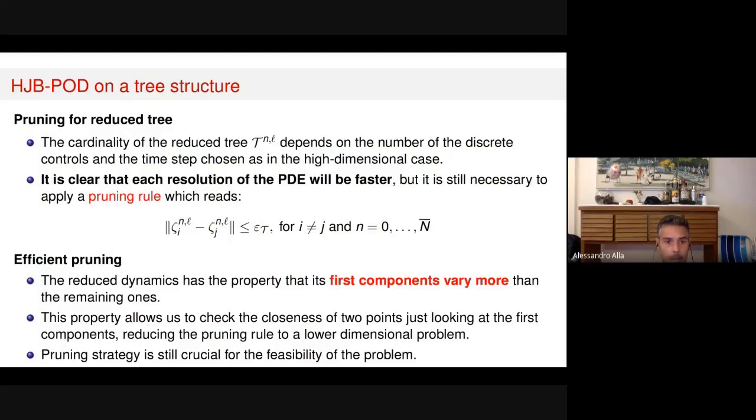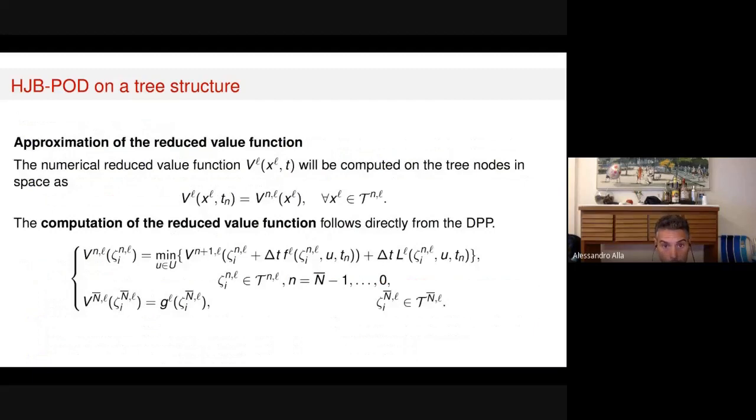Okay, we skip details on the pruning. So once you get the reduced tree, we can compute the reduced value function. Here, actually, there is no difference. The only big difference is that we have done a projection, but that is extremely helpful. What people have done in the literature is to use this approach on a structured grid, and that was already working. So now we have extended it to this tree structure algorithm.